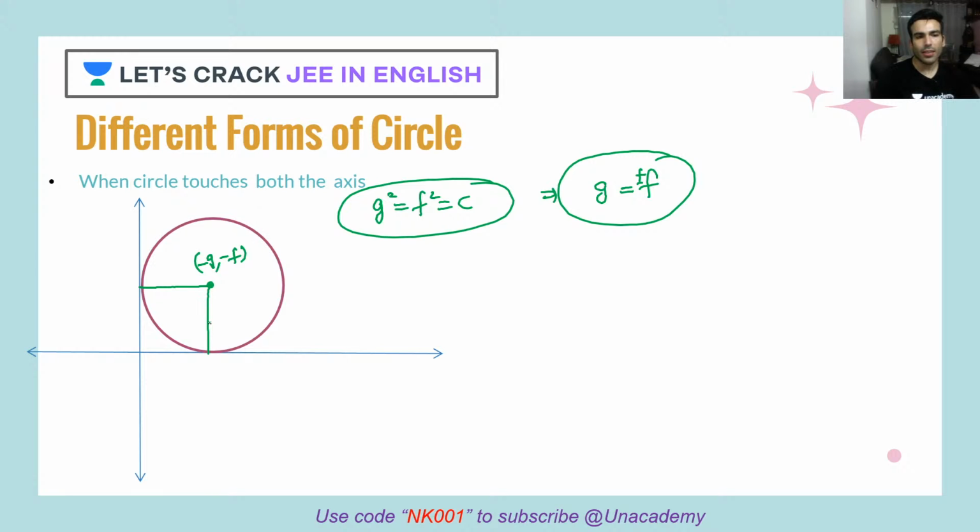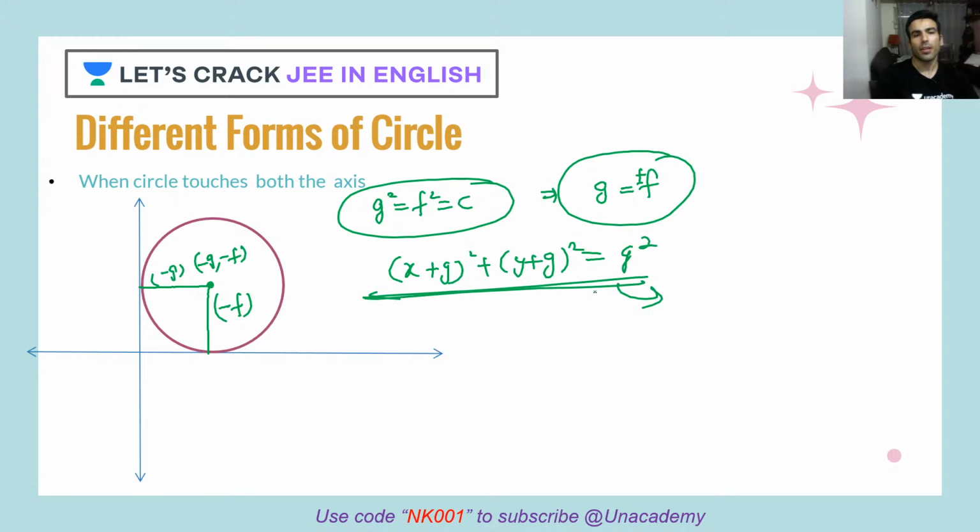Luckily this is only the radius also. So minus of f will be the radius, and from here also minus g. Luckily both are equal. So I can write the equation like this: (x plus g) whole square plus (y plus g) whole square is equal to g square. As you can see, I have only one variable here because of this information. If you want to write it in the general form: x square plus y square plus twice of gx plus twice of gy plus g square is equal to 0.